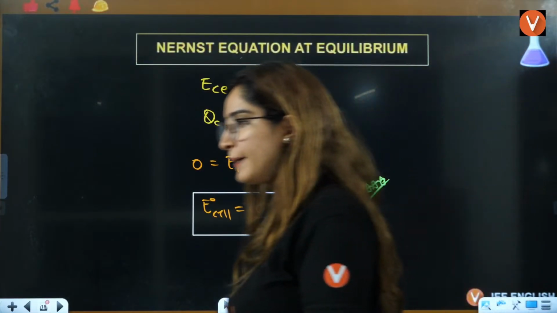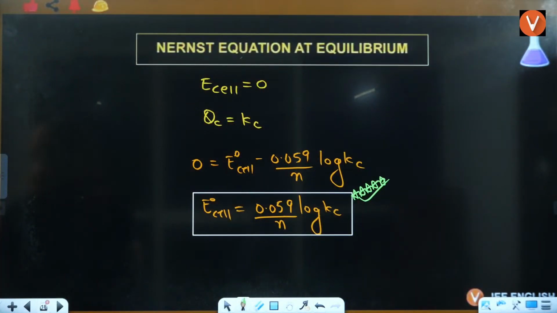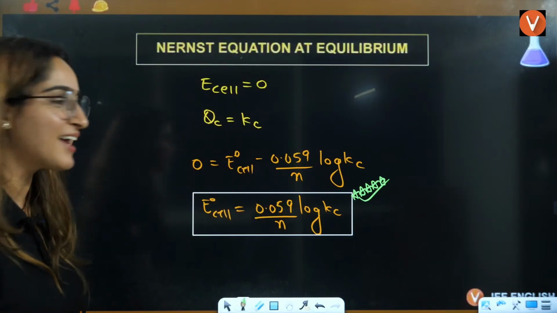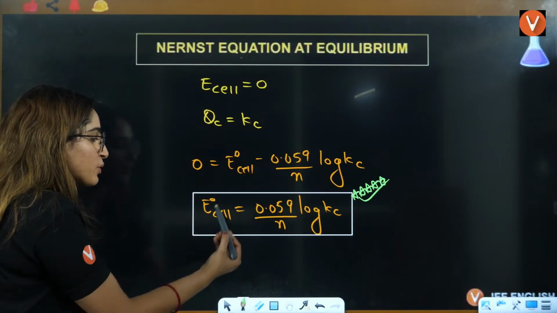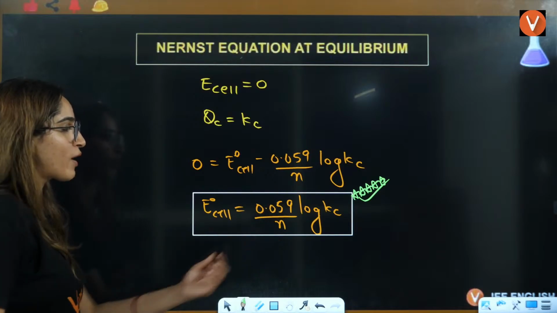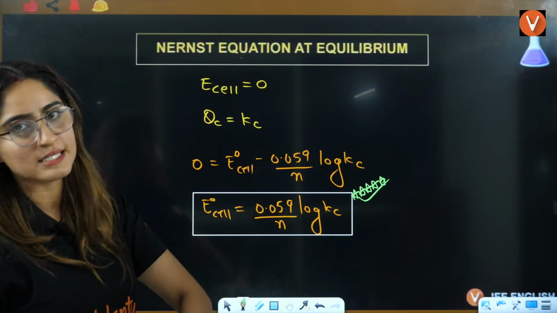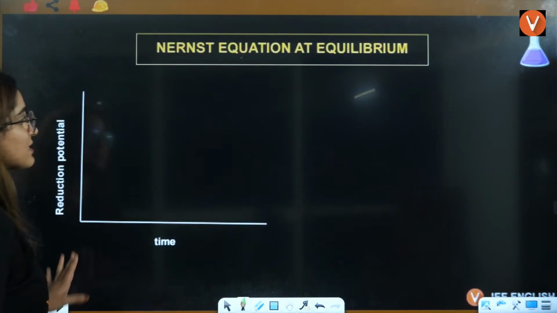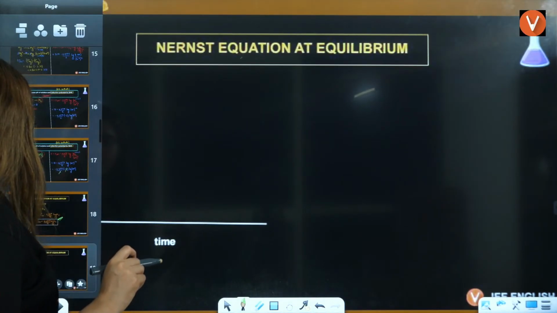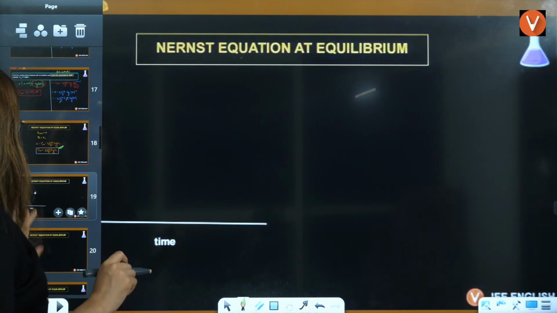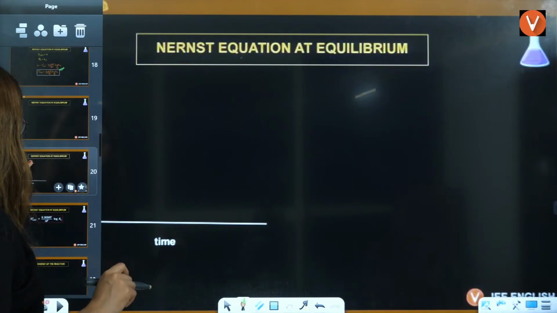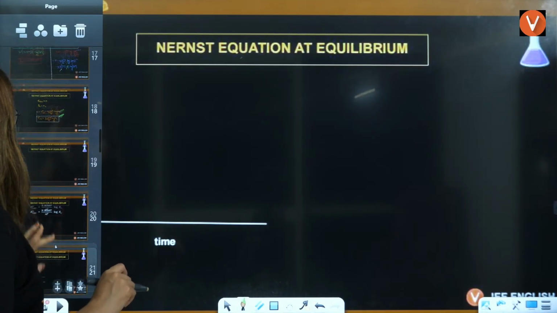Then if you talk about the relation between, that is not a doubt that I am going to do now. So at equilibrium you have E naught cell is equal to 0.059 by n log Kc. Now let us see the next formula, that I'll teach you after some time. First you need to see this formula here.